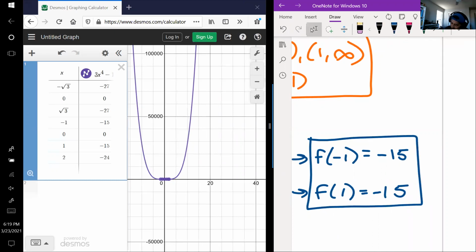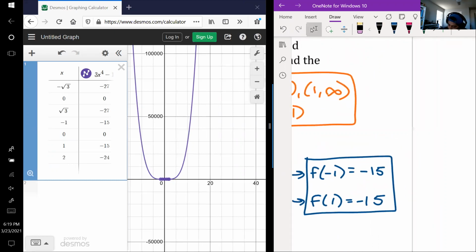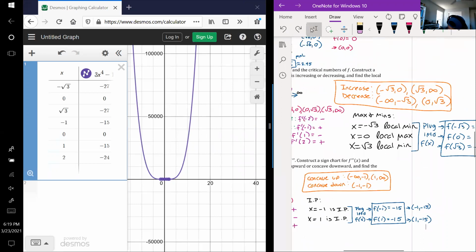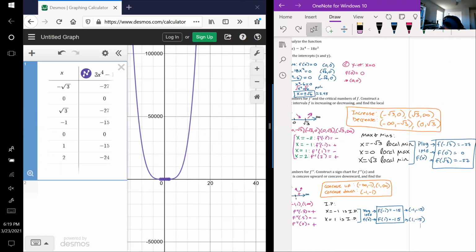These are the points of inflection, and I get (-1, -15) and (1, -15) as my points. Okay. So let me make this graph appropriate. I need to look at all my y values.